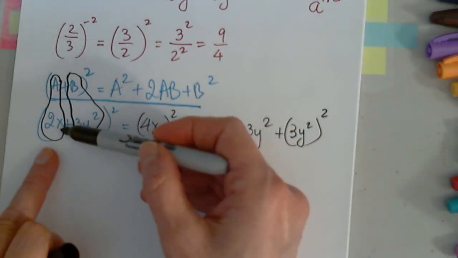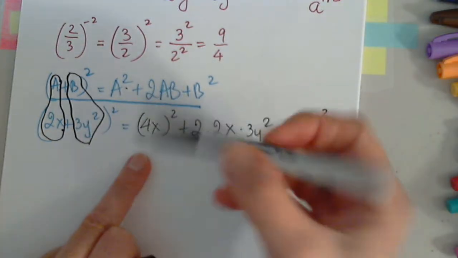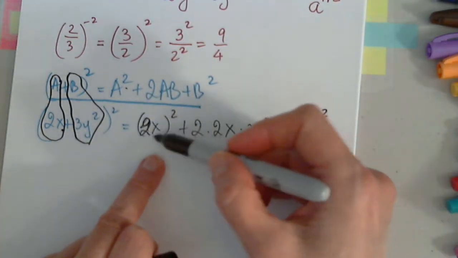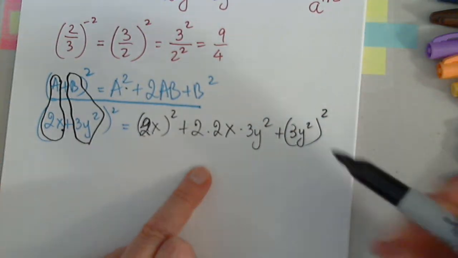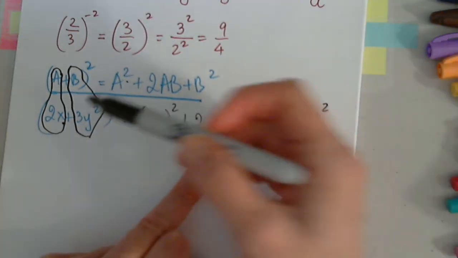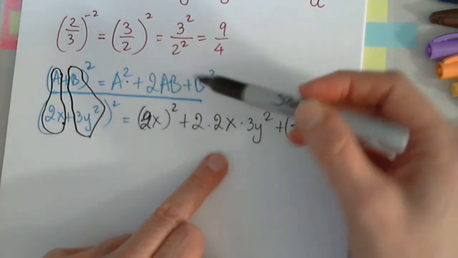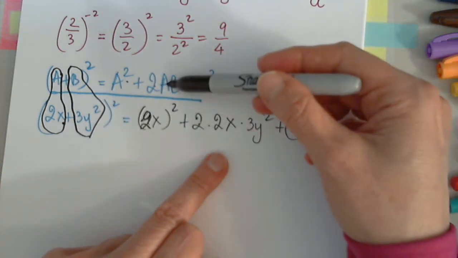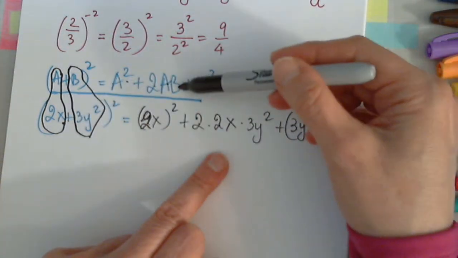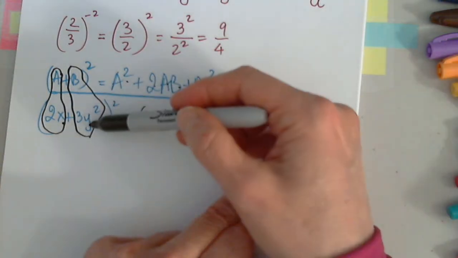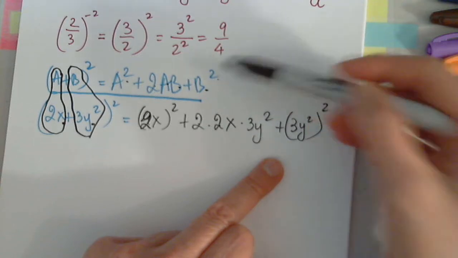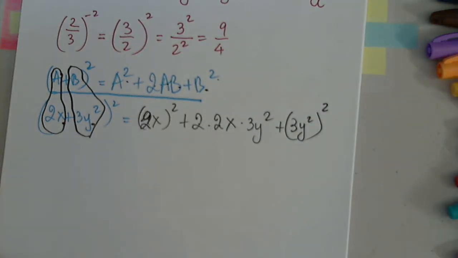We raised the first term to the second power. Oops. The first term to the second power plus 2. I'm not used to writing like this, but I want to write it the first time like that. So 2 times the first term, which is 2x, times the second term, which is 3y squared, and then plus 3y squared, which is b squared. Do we all understand this?